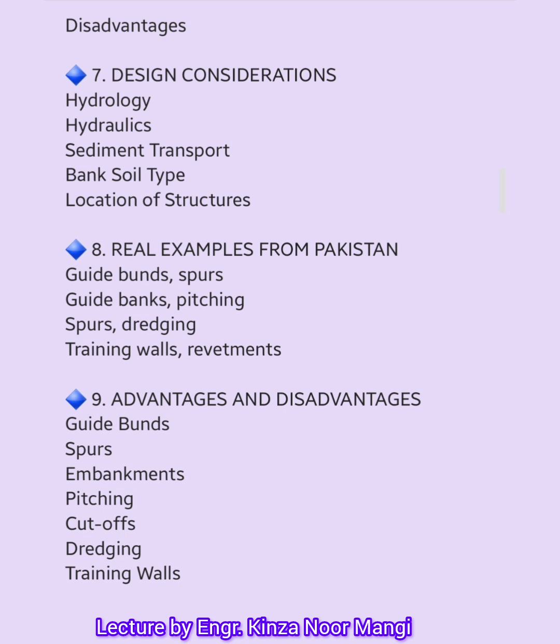There are some design considerations which are taken into account. The factors which are considered while designing such structures are hydrology, hydraulics, sediment transport, bank soil types, and location of structure. Hydrology explains peak discharge, flood frequency, and rainfall data. Hydraulics factors explain flow velocity, depth, and cross section.